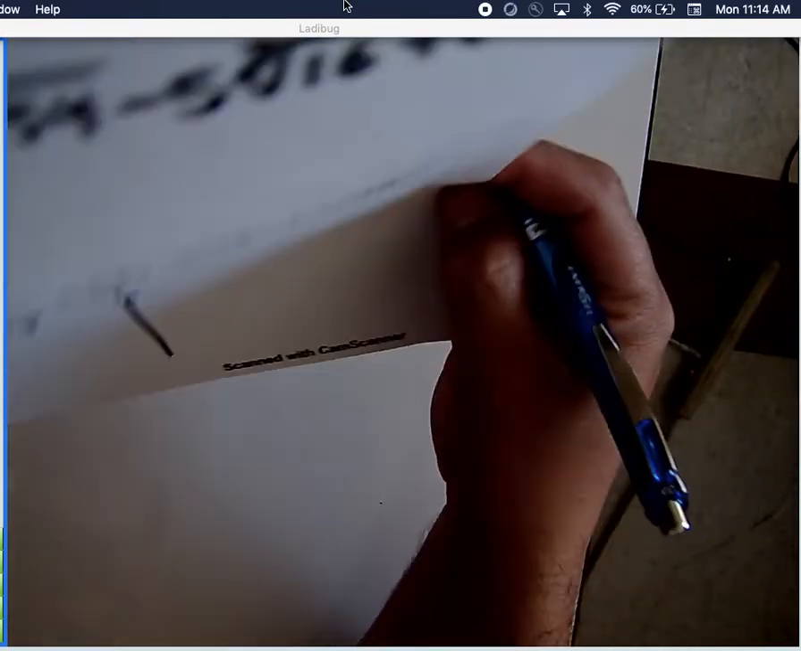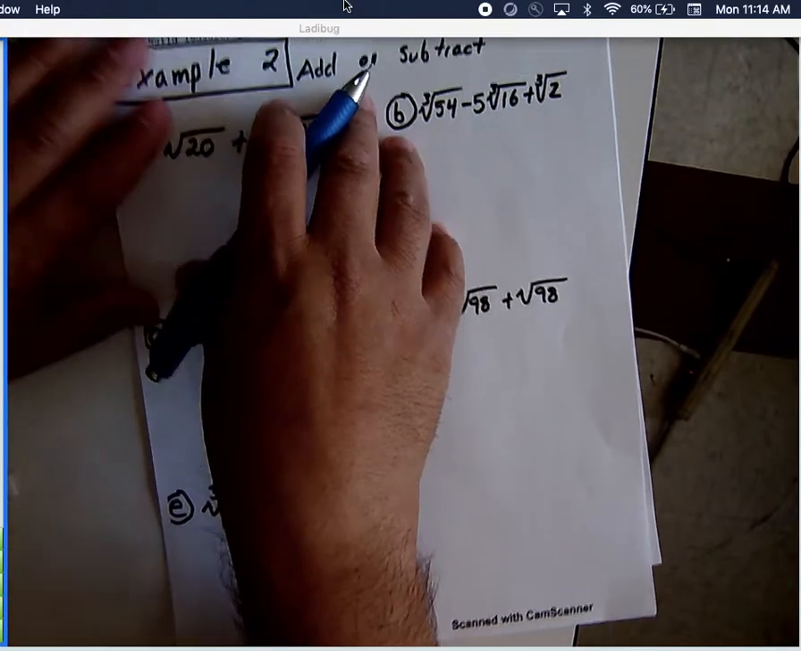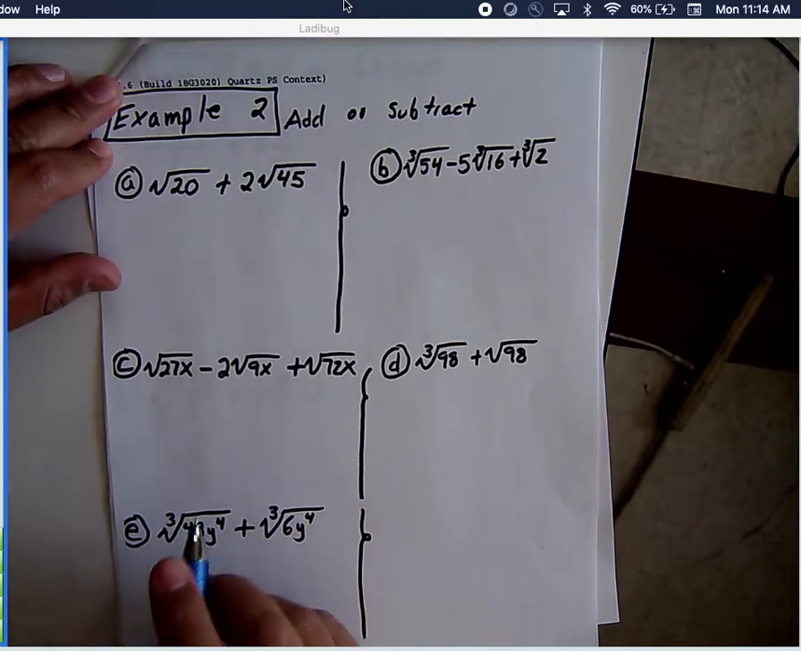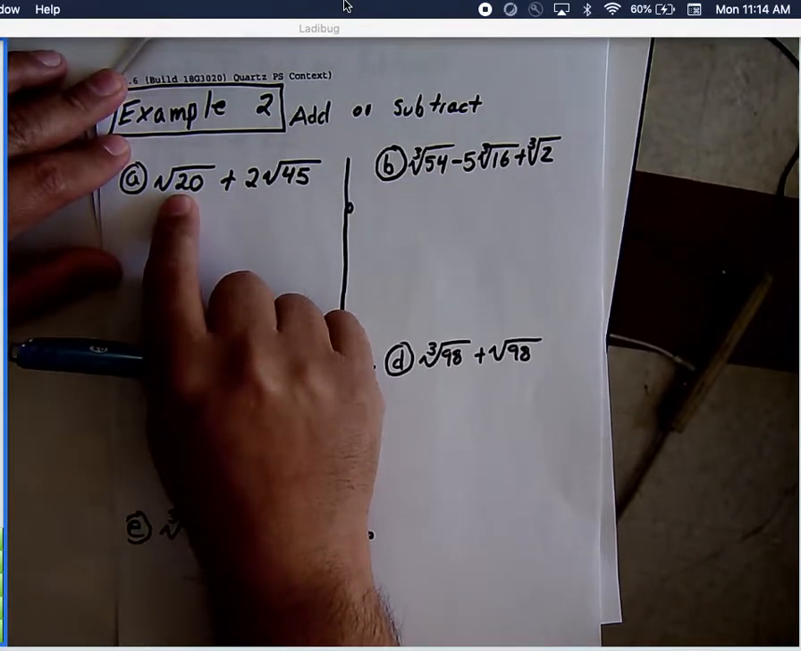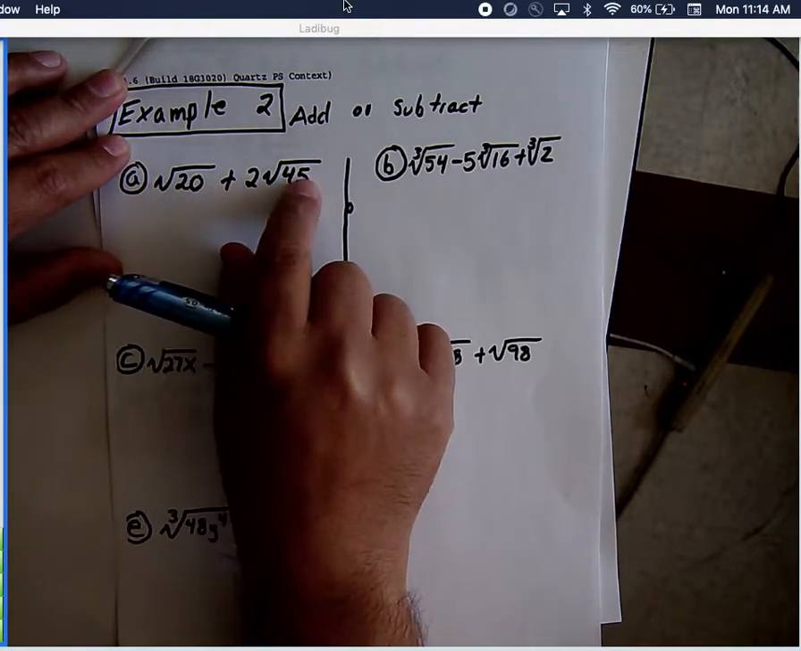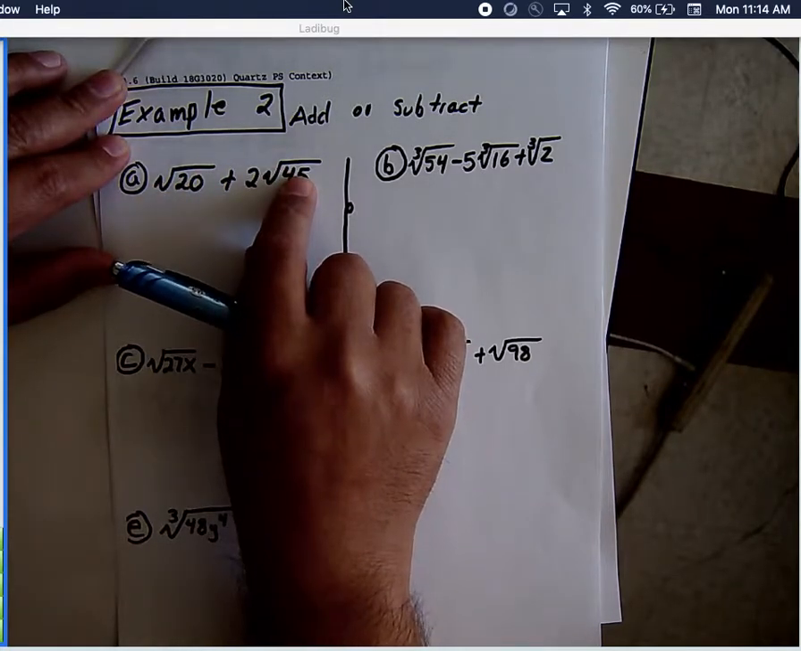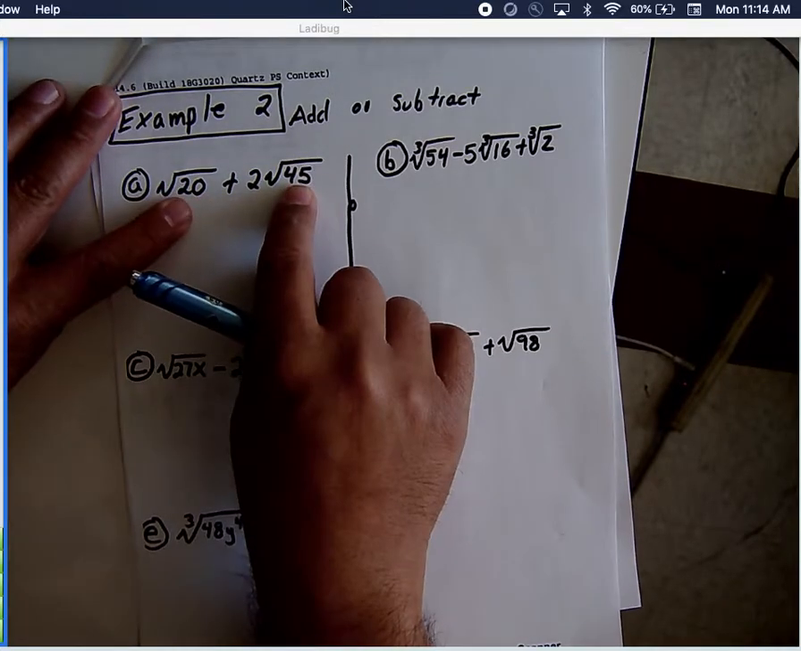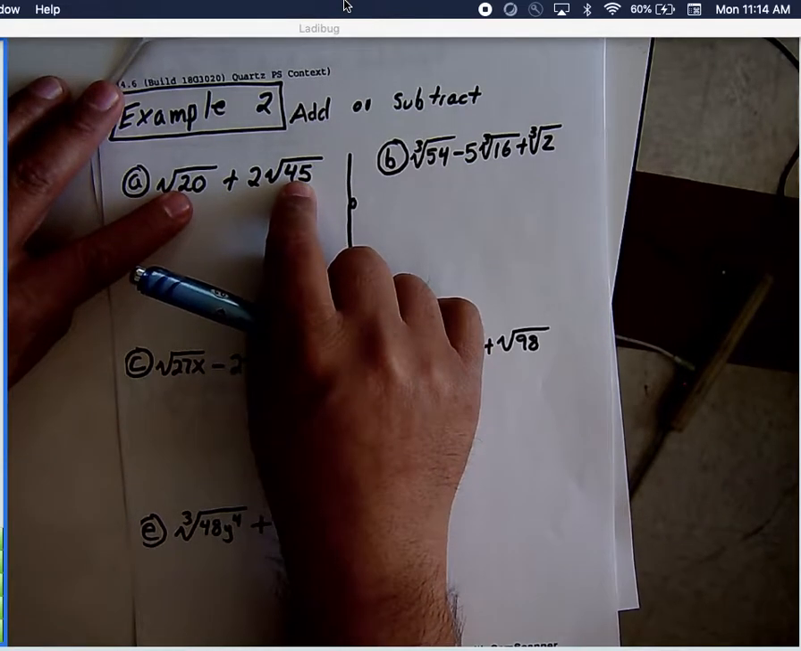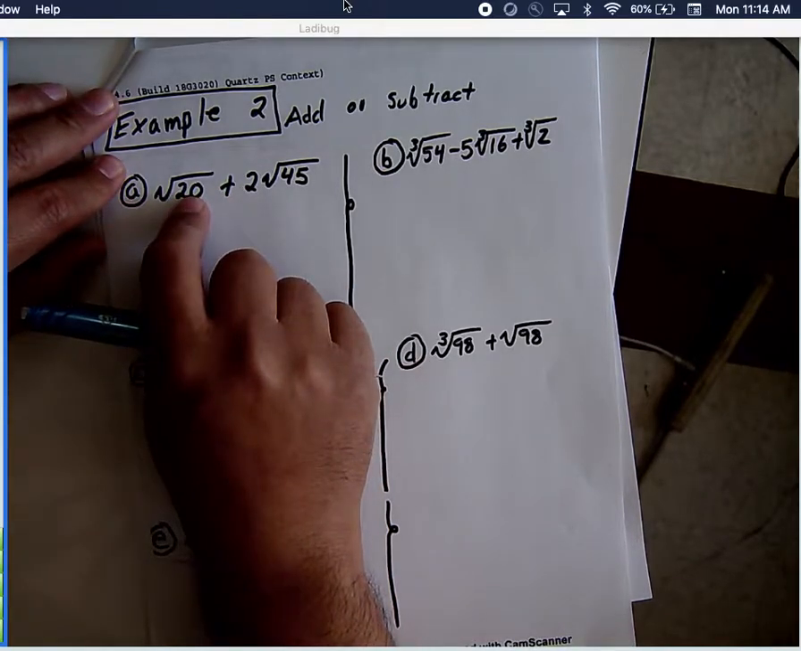Let's move on to example 2. Now in example 2, we're adding and subtracting again. The only difference is that now, remember before we left, we could break this into different pieces and find the square root. So you're finding the square root of 20 and the square root of 45. If you look at the radicand, they're not the same. They have the same index, but they don't have the same radicand, so we can't combine the coefficients, the 1 here and the 2. So we gotta factor them out.